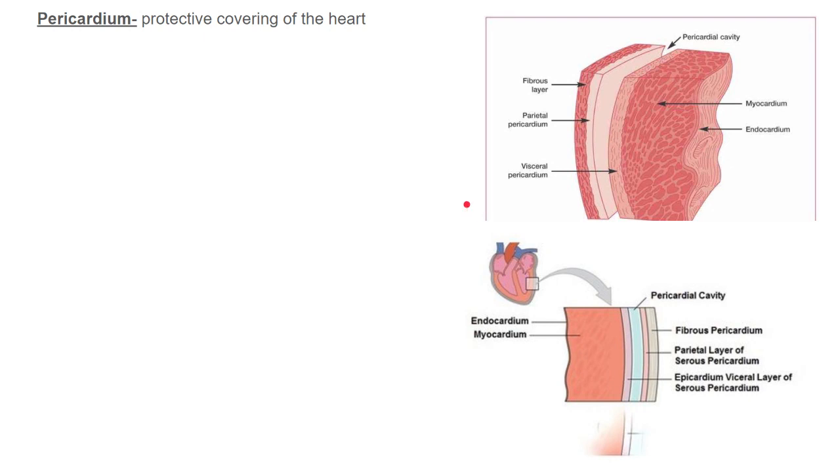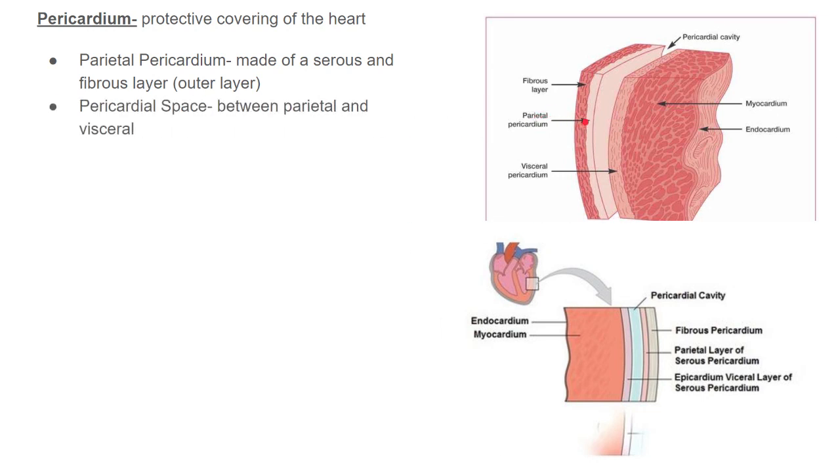The pericardium is the protective covering of the heart, and there's different layers of the pericardium. And this is, again, something we talked about at the beginning of the year. First, we have the parietal pericardium. This is the outer layer. So if you remember, parietal was the membrane that covered the cavities. So the parietal pericardium is going to be on the outside. So I have it right here. And there's actually two different layers of the parietal pericardium.